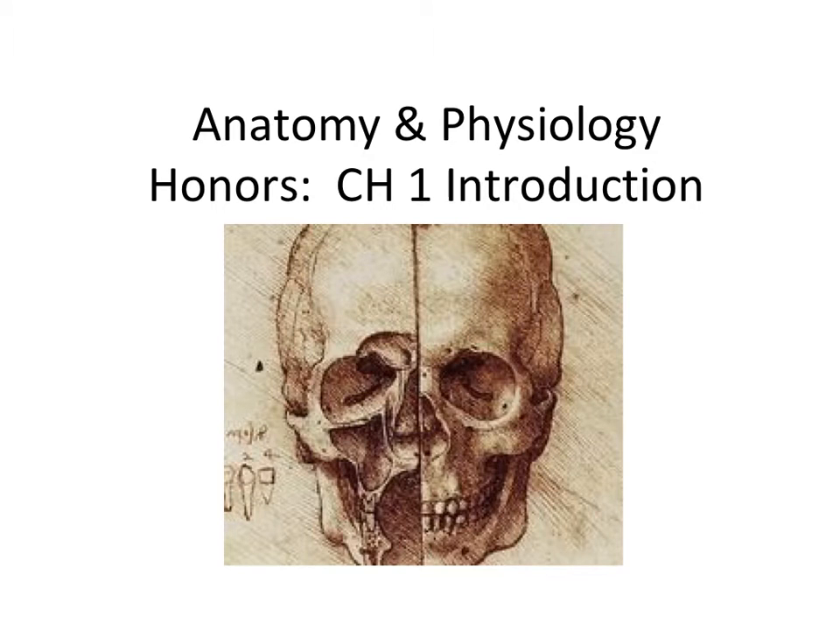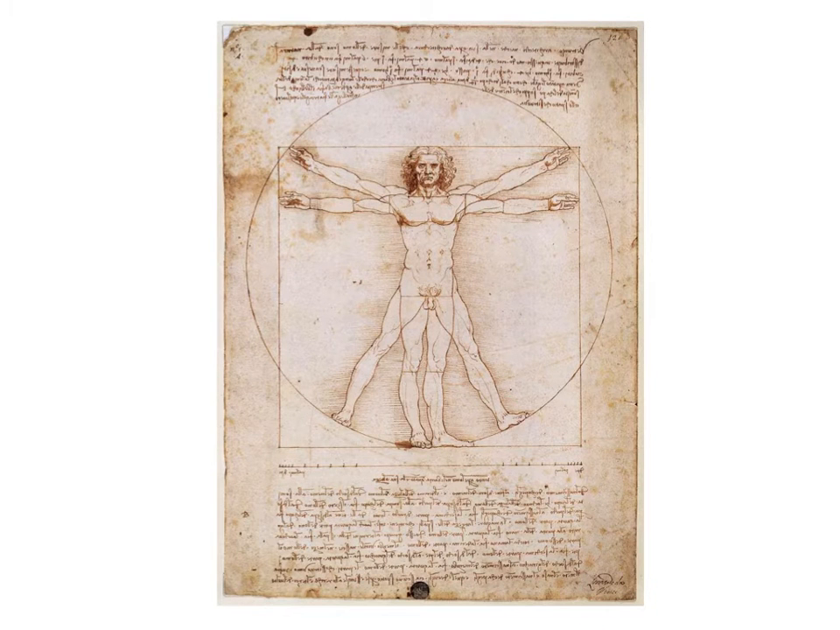We're going to get started with Honors Anatomy, Chapter 1, Introduction to Anatomy and Physiology. To begin, we're going to get started with our goals or our objectives. We have 4 objectives that we're going to cover. Number 1, the first one, is describe the basic functions of living things.